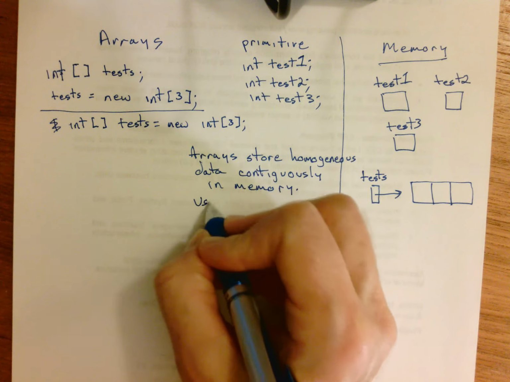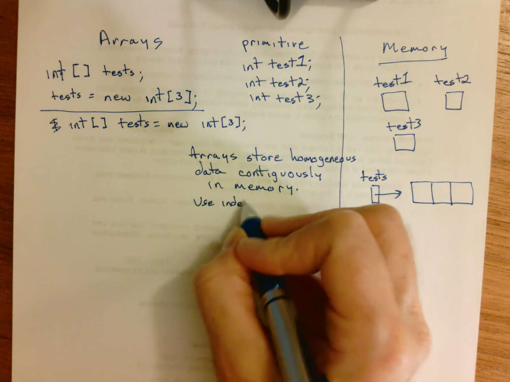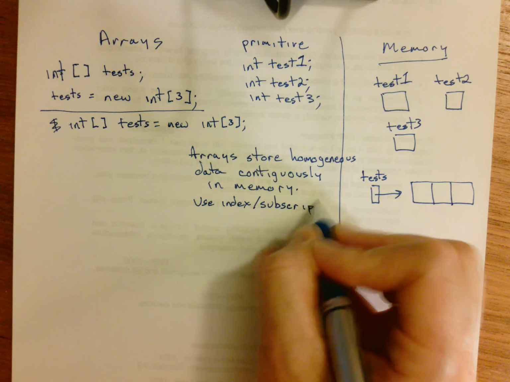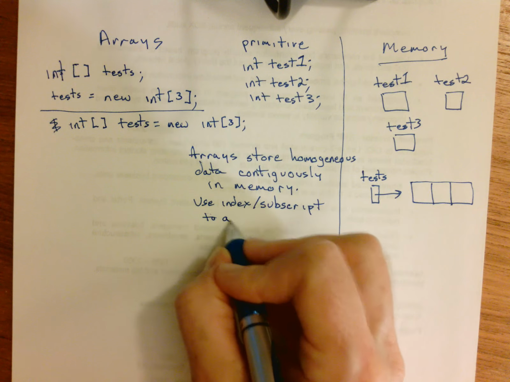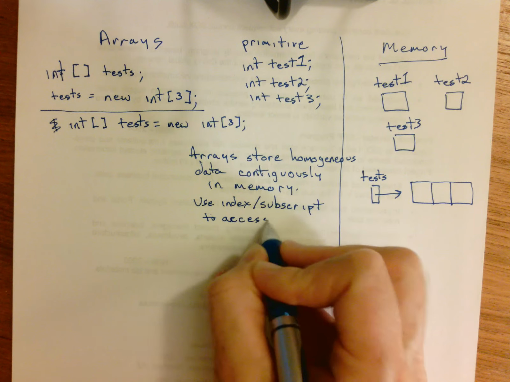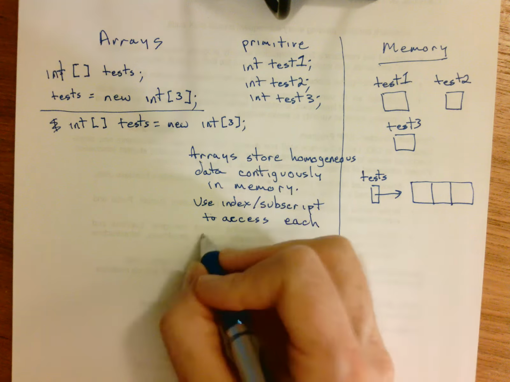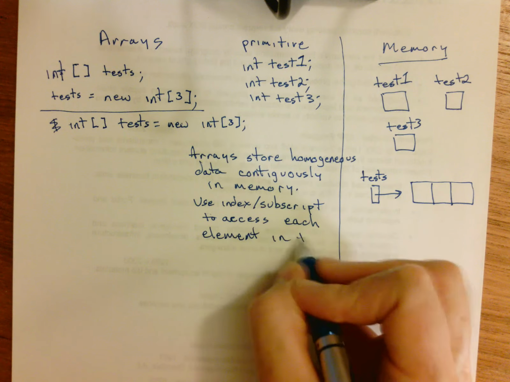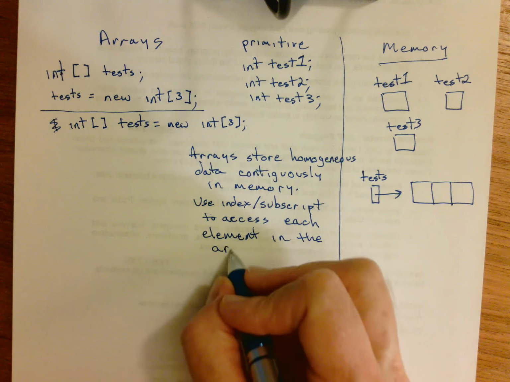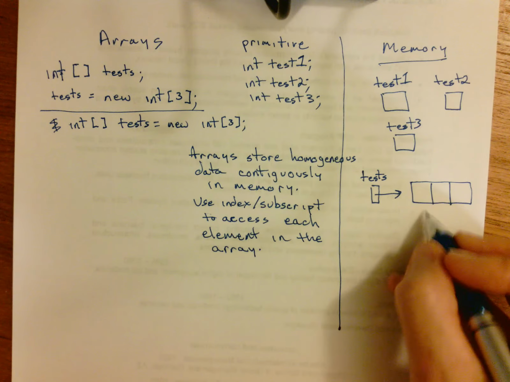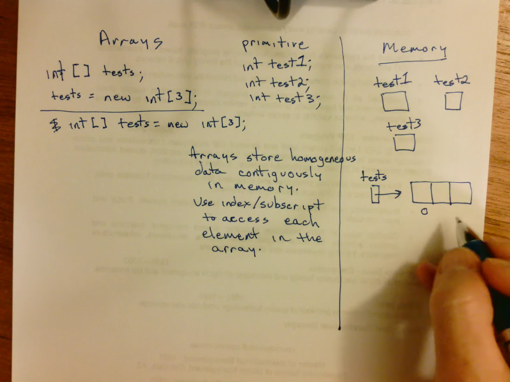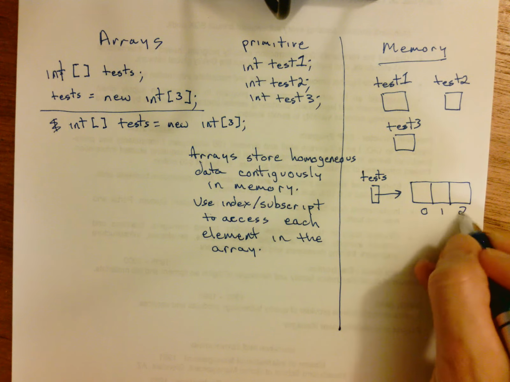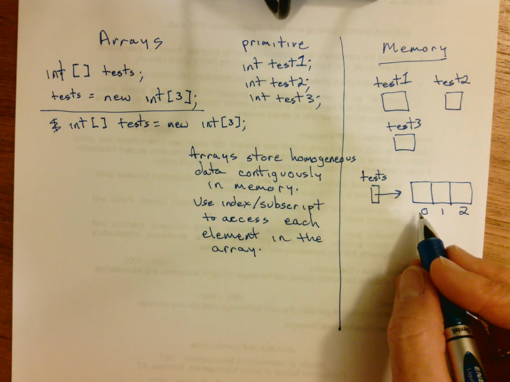You have to use an index or a subscript. Those are 2 words that mean exactly the same thing. An index or a subscript to access each element in the array. We call a member of the array an element. And the subscripts always start at 0 in Java. Java uses something known as zero-based arrays. So the subscript of the first element is always 0.